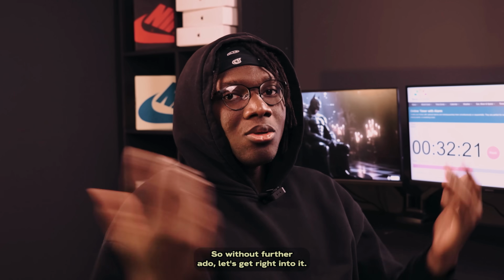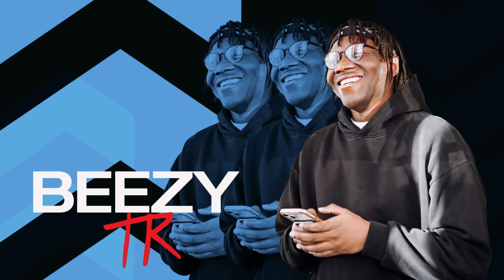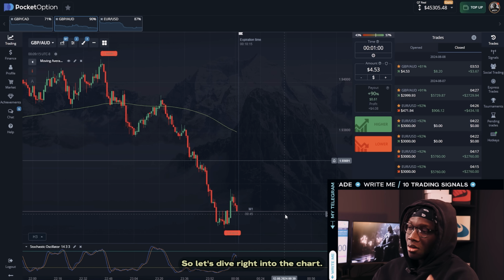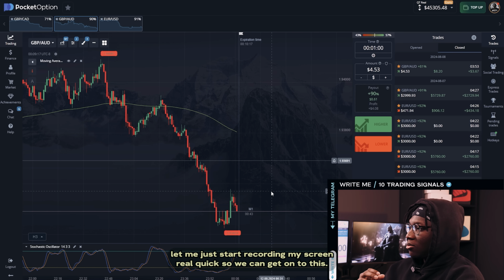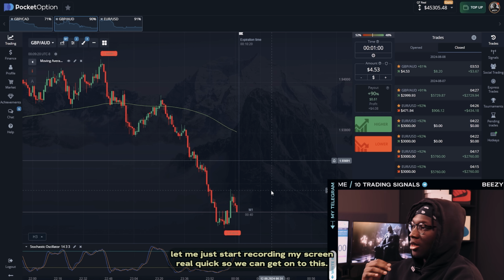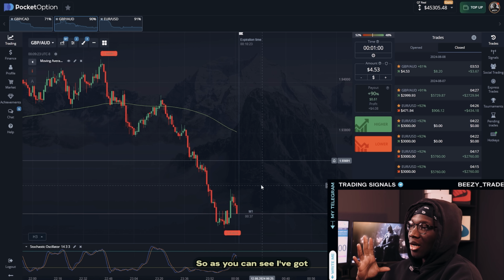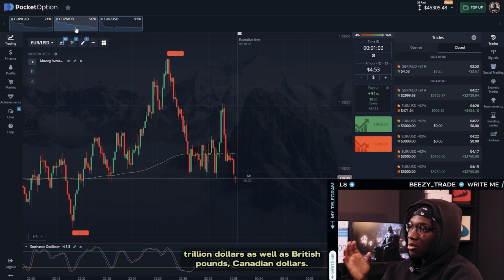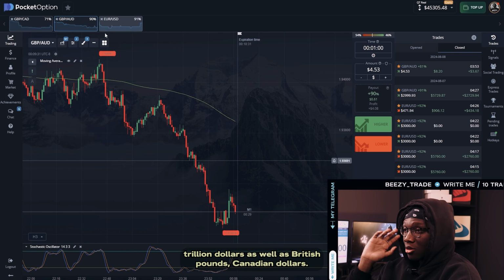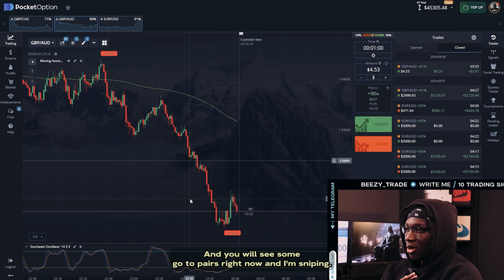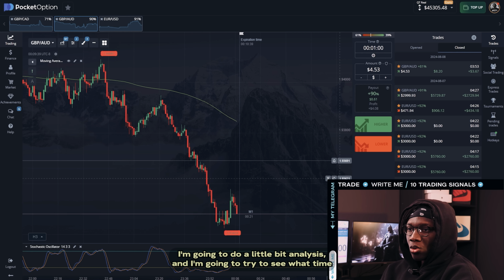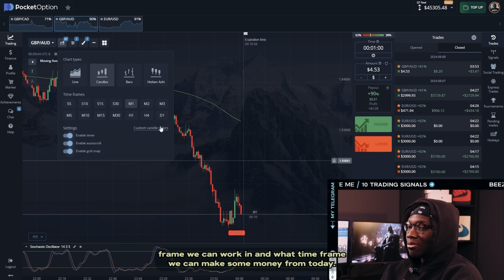So without further ado, let's get right into it. So let's dive right into the chart, and as you can see, let me just start recording my screen real quick so we can get onto this. So as you can see, I've got GBP Australian dollars, as well as British pounds Canadian dollars, and Euro USD. These are my go-to pairs right now, and I'm sniping. They're both at 90%. But looking at the market for a minute, I'm going to do a little bit of analysis, and we're going to try to see what time frame we can work in and what time frame we can make some money from today.